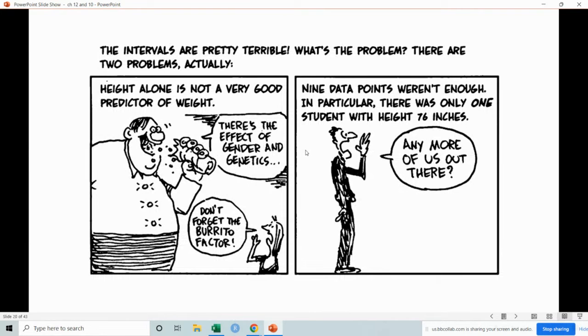What's the problem? There are two problems. Height alone is not a very good predictor of weight. There's the effect of gender and genetics. And 9 data points weren't enough in particular. There was only one student with height 76 inches. For most statistical problems, you're going to want a sample size of at least 30. But for most real world applications of statistics, you're going to want a sample size of at least 200. So using 9 was not a particularly good idea, but it's a little easier to visualize points.